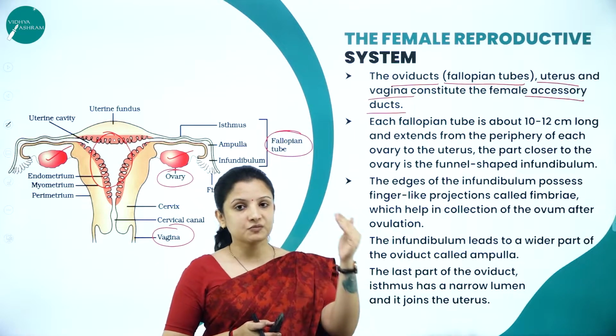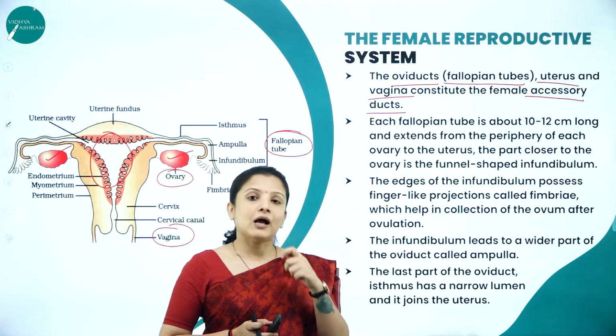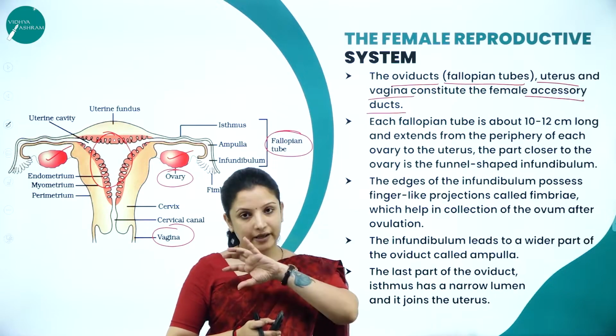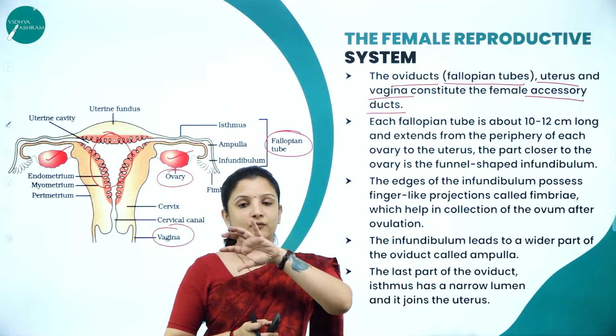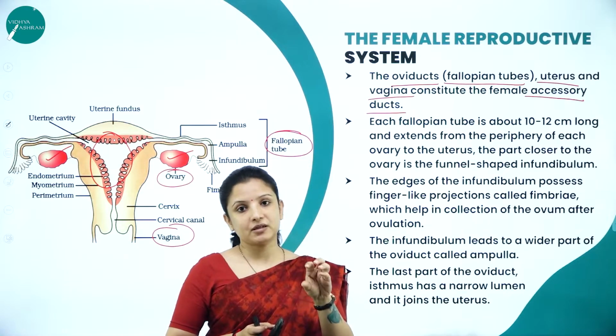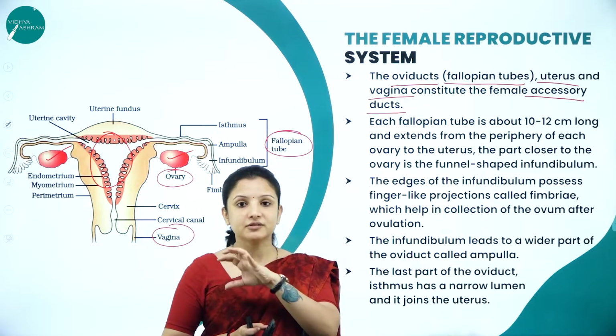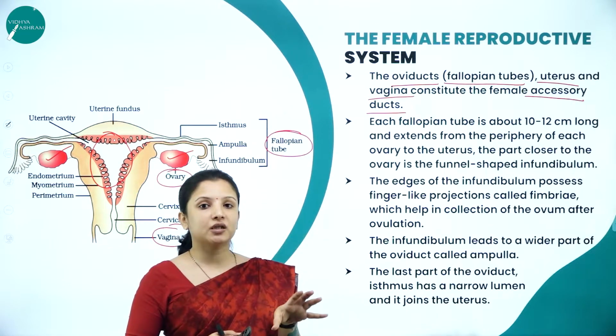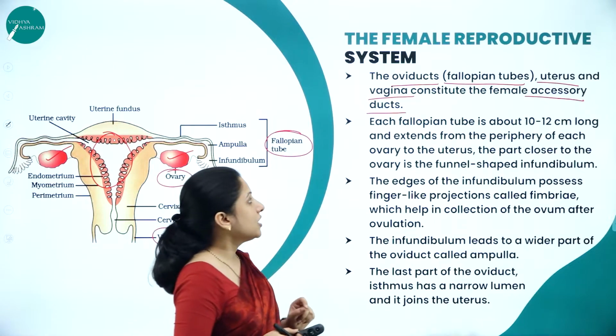So let's study the fallopian tube, because it is very important. It is the one which helps the sperm reach the egg, and once the sperm fertilizes the egg or ova, forming a zygote, it travels and settles in the uterus. For that, the fallopian tube is very, very important.